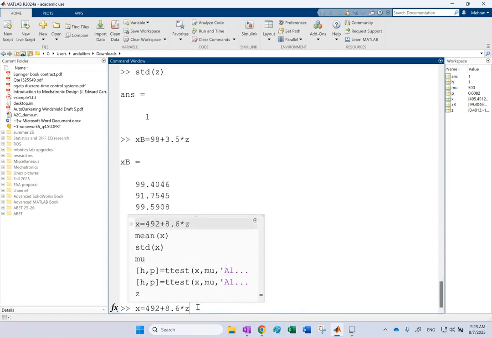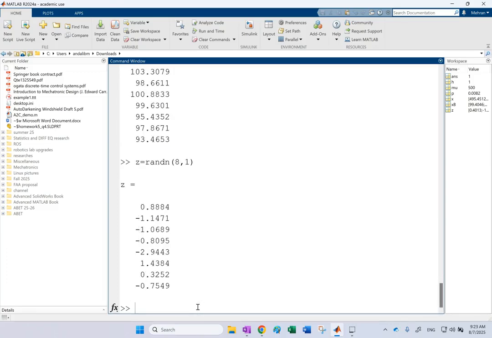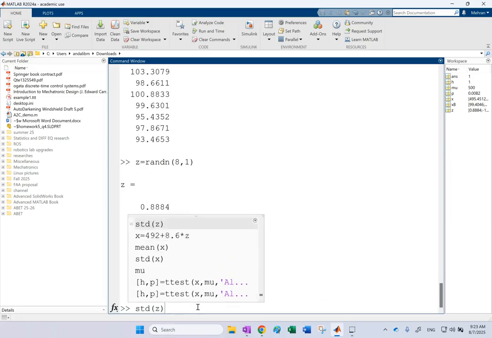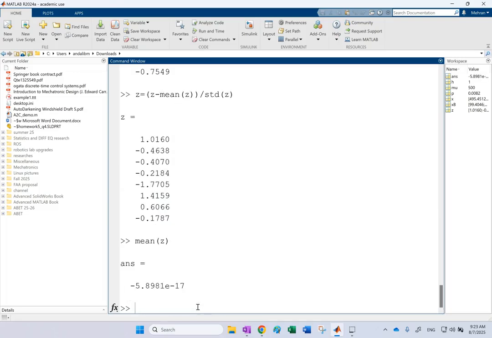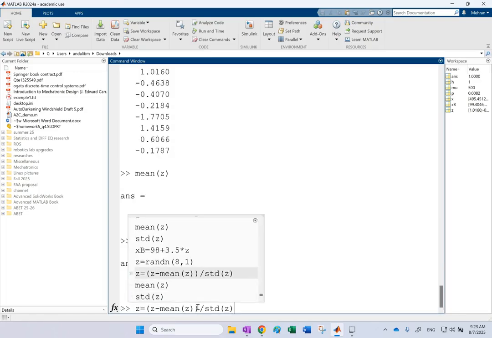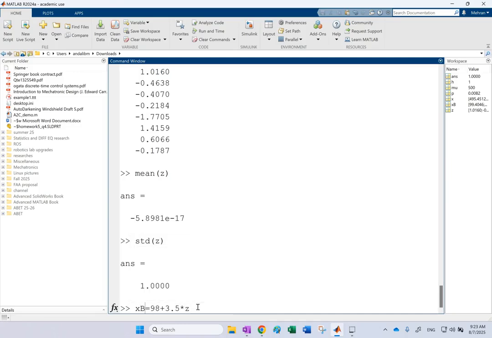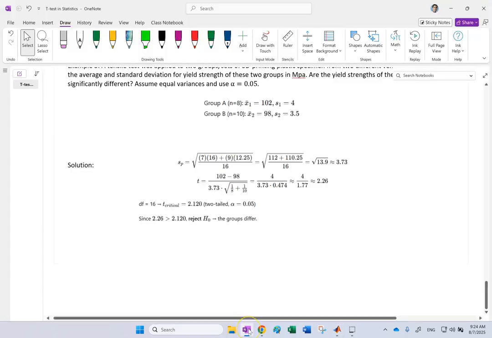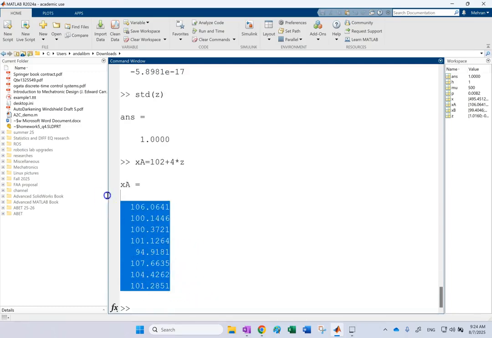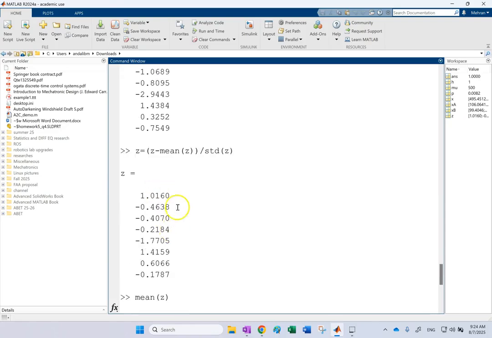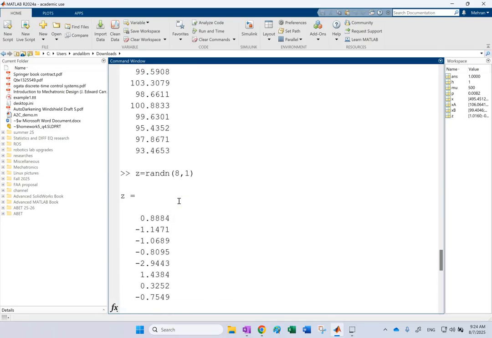For A, I need to regenerate some Z data again. But this time I'm going to generate 8 data points like this. Then force them to be perfectly normally distributed. I can always check it. You see they are good. And now I use the transformation and generate A data. And for A, I need to use 4 and 102. So 102 and 4. Okay, there we go. So these are the data generated in group A specimens. These are the data generated in group B.